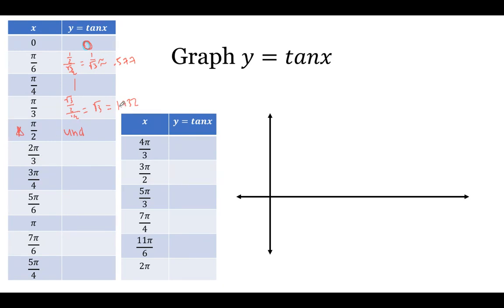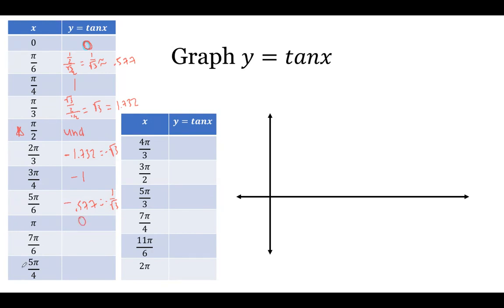At 2 pi over 3, it's going to be this, right? But it's going to be negative 1.732. At 3 pi over 4, there's obviously a ton of values in between there. We're just looking at the special angles. At 3 pi over 4, we're going to have negative 1. 5 pi over 6, we're going to have negative 0.577. Notice I'm just doing this. Right, this is negative root 3. This is negative 1 over root 3. At pi, we're going to have 0.